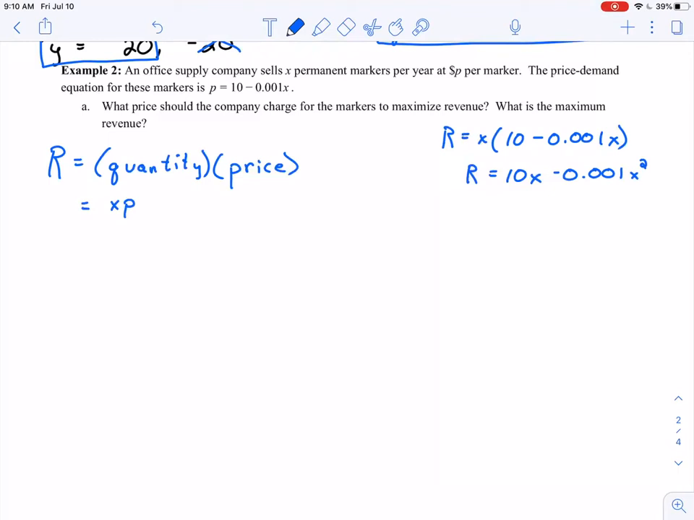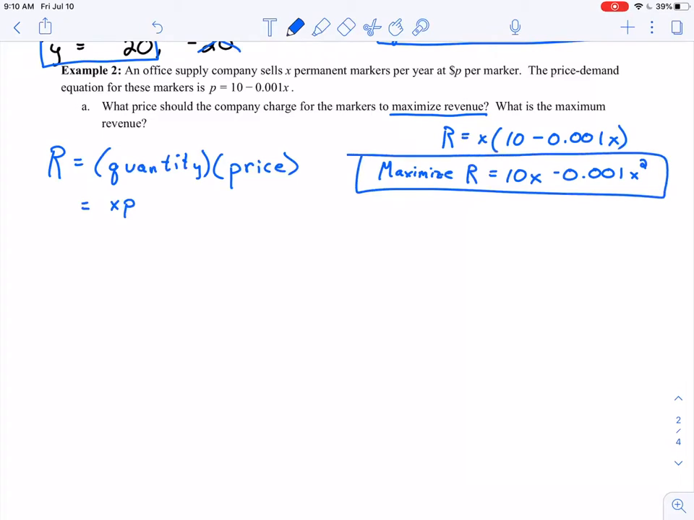The other thing that I want to do here, once we find our function, and this is good because we have found our function, make sure you remember to determine what we're trying to do with this revenue function. We're either trying to minimize it or we're trying to maximize it. Here we want to maximize revenue. So I'm just going to make a note to myself that I want to maximize this function. This is what I'm trying to do. I want to maximize R equals 10x minus 0.001x squared.